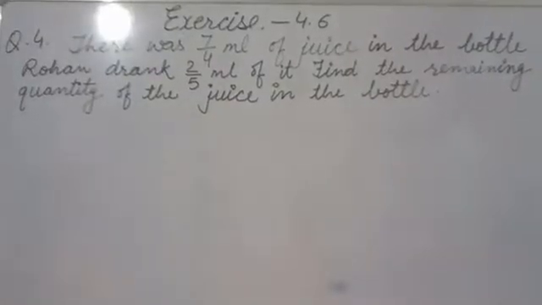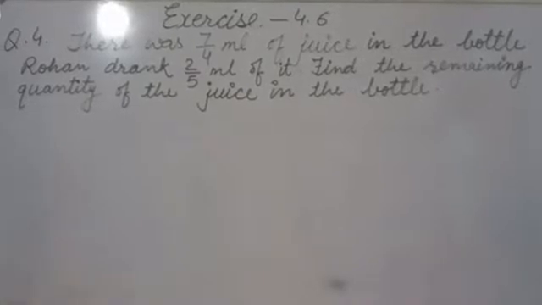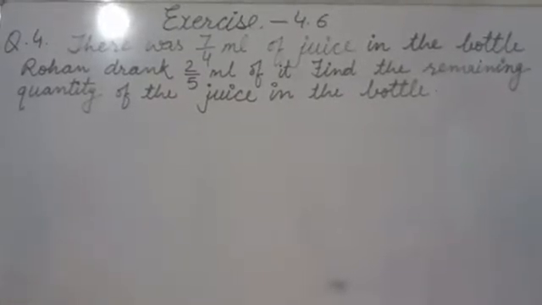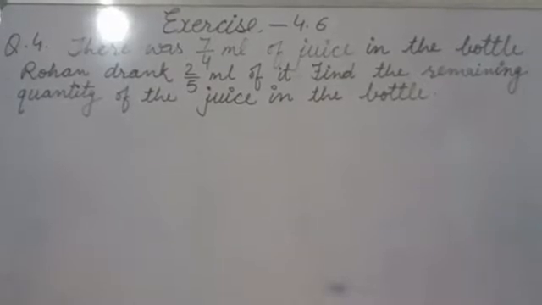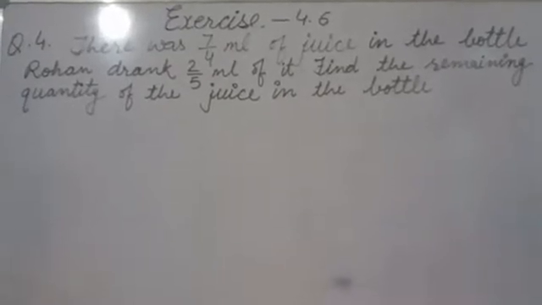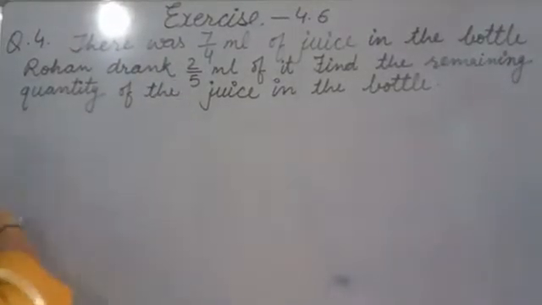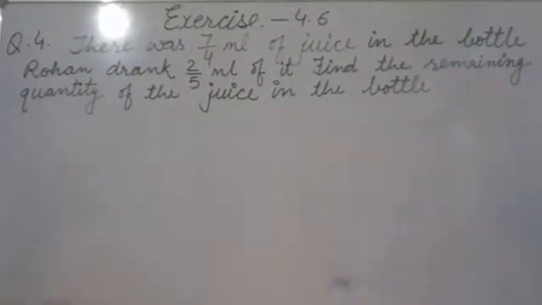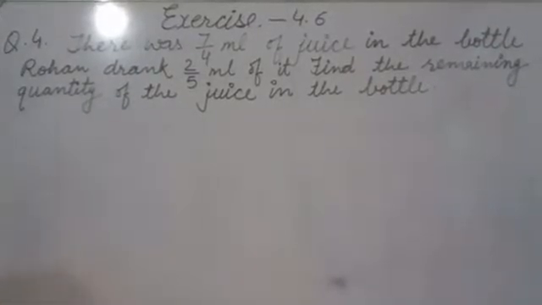Question number 4. There was 7/4 ml of juice in the bottle. In one bottle there was 7/4 ml of juice. Okay. Rohan drank 2/5 ml of it. रोहन ने जो है उसमें से 2/5 ml ड्रिंक कर लिया, मीन्स पी लिया. So find the remaining quantity of the juice in the bottle.